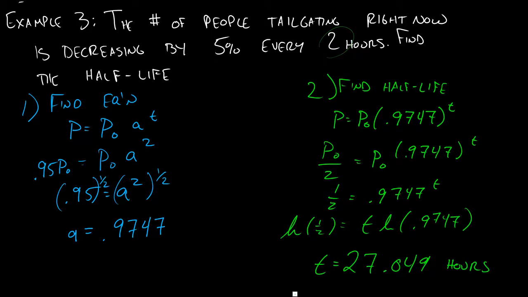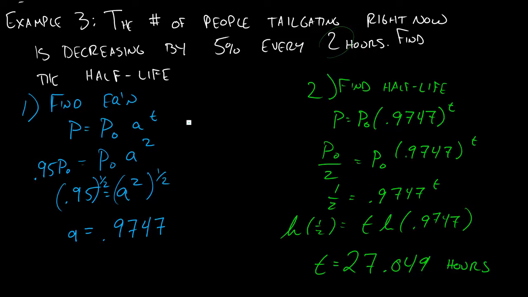So maybe I should have thought a little bit harder when I made these numbers up for my example, but maybe it's right. So what this is saying is that if I started with about 10,000 people tailgating, about 27 hours from now, so sometime tomorrow, I'm still going to have half of that. So 5,000 people, right? So we love tailgating here. We're going to be tailgating all week long, basically.